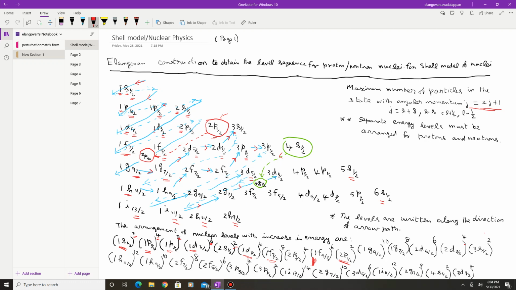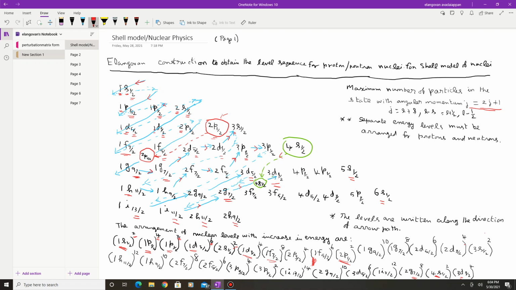And one more thing is 4s half lies between 3d 3 by 2 and 2g 7 by 2. So you remember these two. So this 4s half lies between 2g 7 by 2 and 3d. So you can write down the energy level sequence.